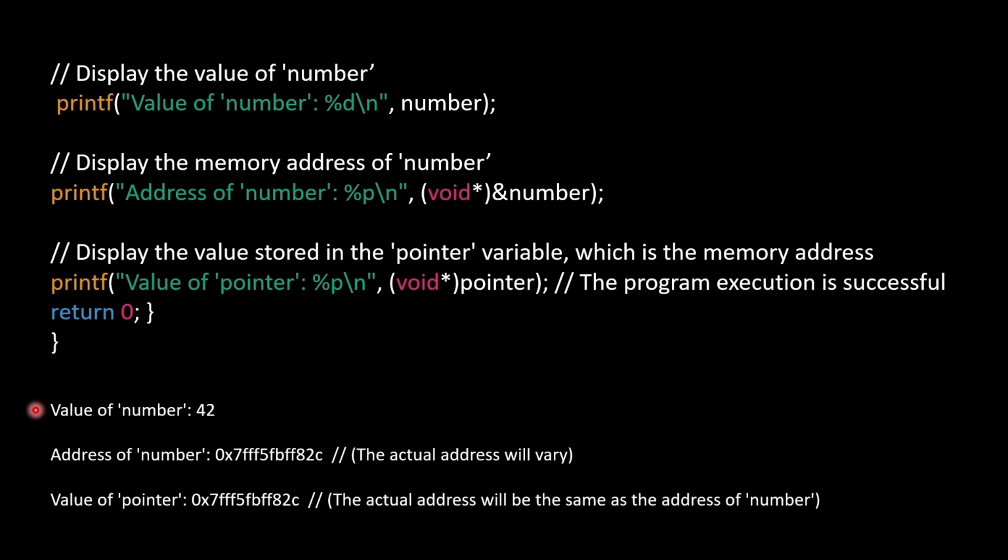So the value of number is 42, the address of the number is shown, but this memory address can vary, and the third one is the value of the pointer that is still pointing towards the address of the variable. The void is a generic pointer data type and is often used when the specific data type is not known.